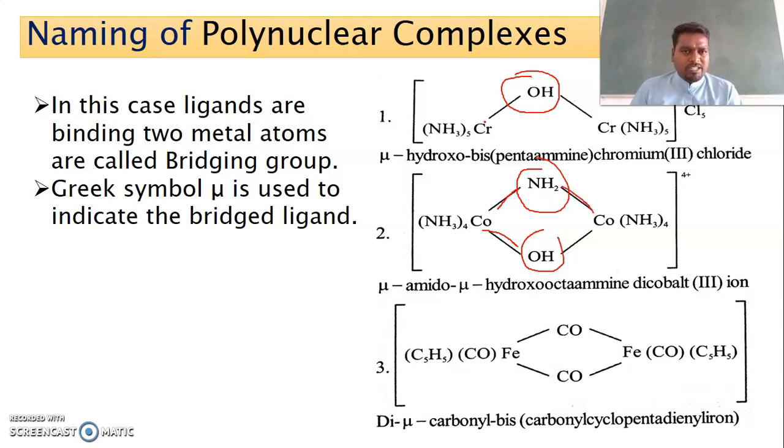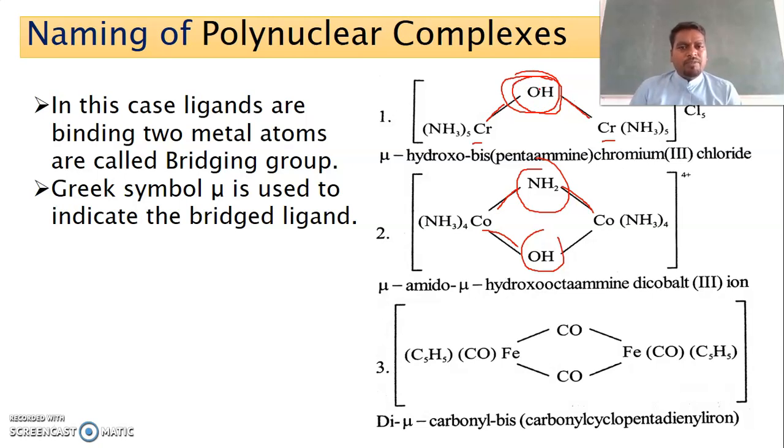That means they establish a connection between two chromium atoms in this case. That's why these are called bridged ligands. And so here there are two central metal atoms present in this complex. That's why this is called a polynuclear complex, and these are called bridged groups.